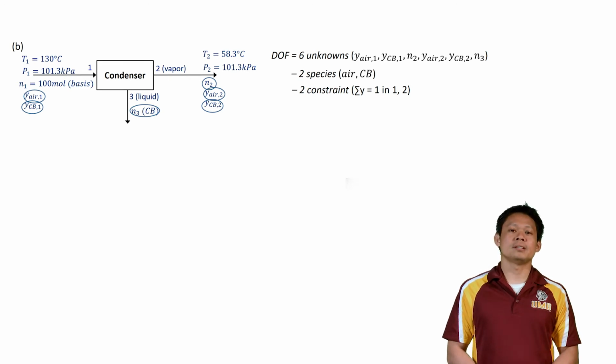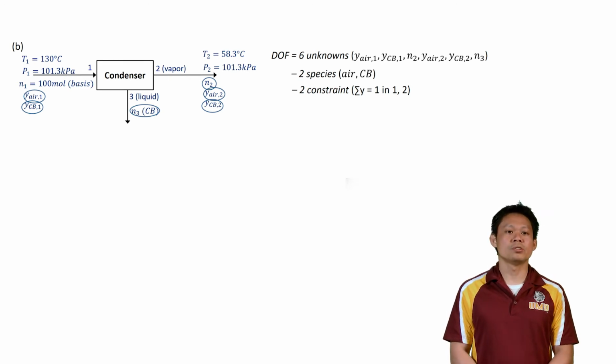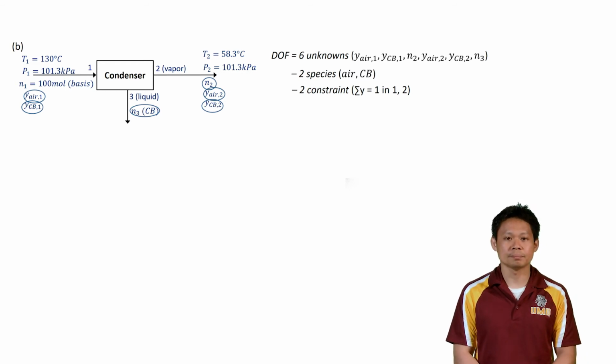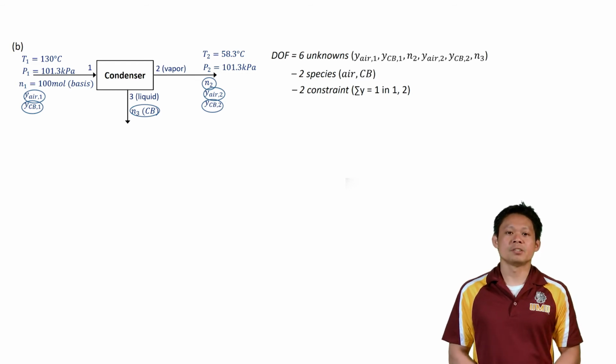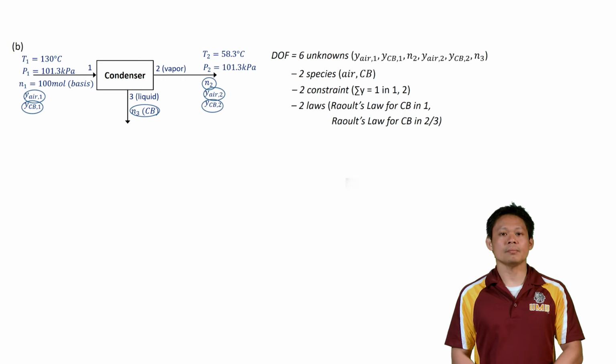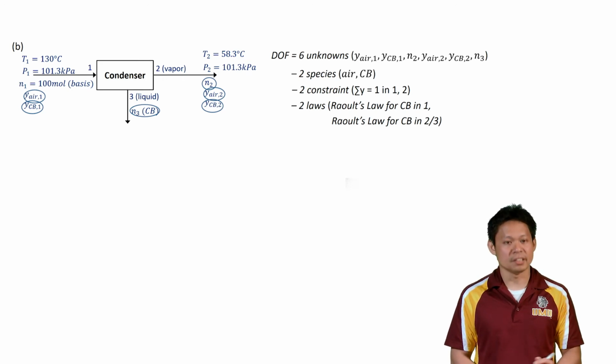We have 2 species, so we have air and chlorobenzene. We have 2 constraints. In stream 1 and stream 2, we have the sum of mole fractions equals 1. So 6 minus 2 minus 2, we still need 2 more equations. And in this case, both our equations are Raoult's laws. We have Raoult's law for chlorobenzene in stream 1.